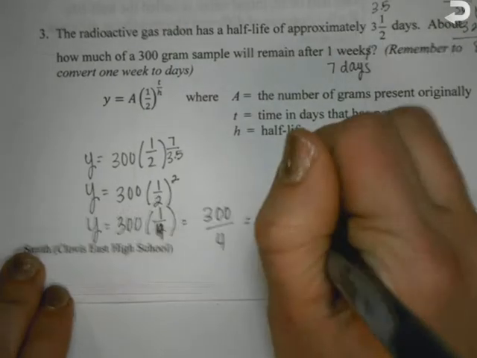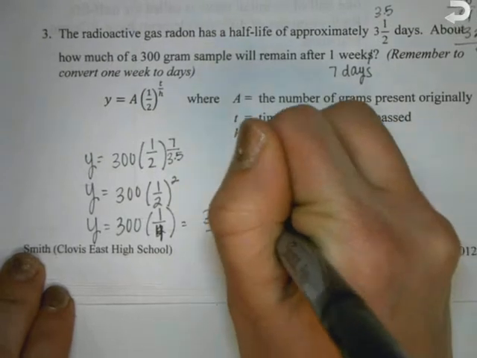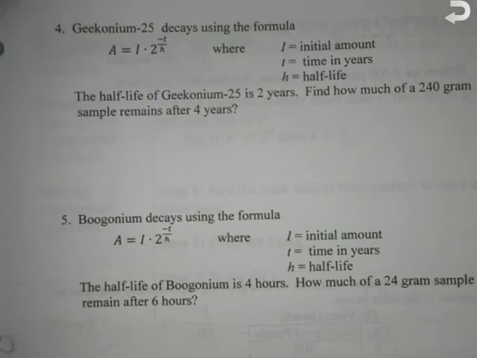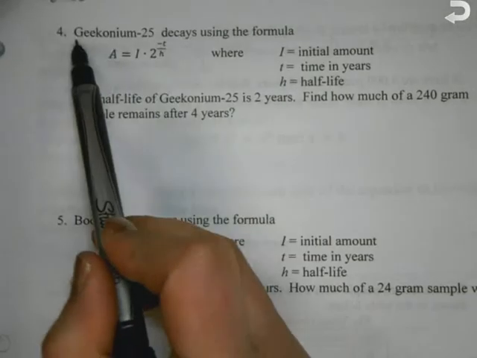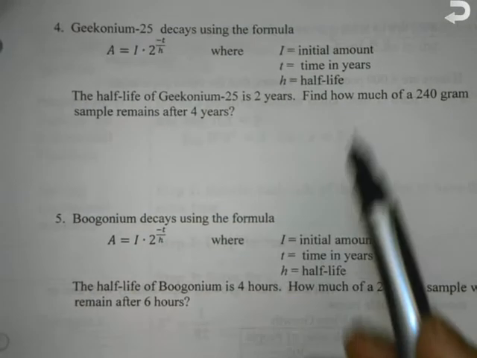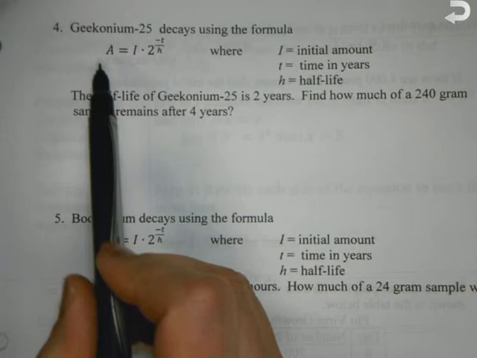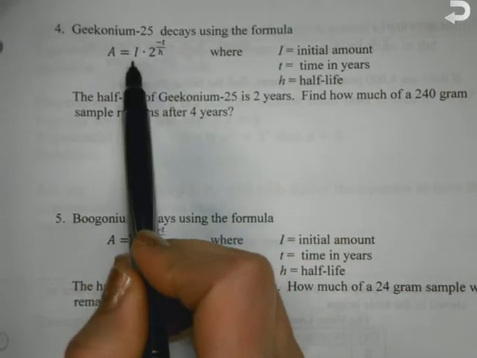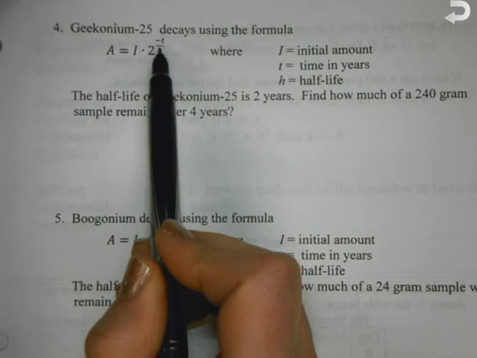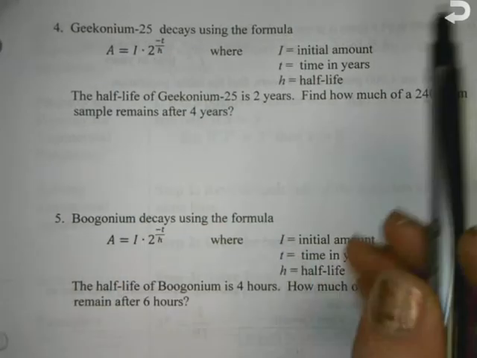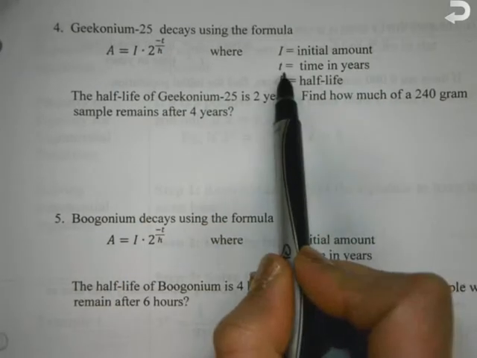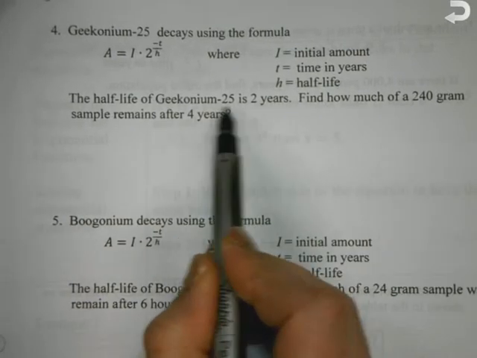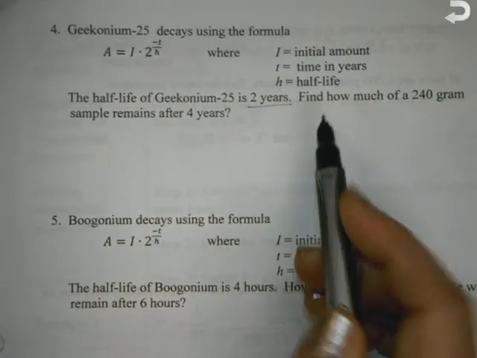Okay, guys, these ions are ones that we made up. So geekonium-25 decays using the formula A equals I times 2 to the negative T over H. I is the initial amount, T is time in years, H is half-life. Half-life of geekonium-25 is 2 years. Find out how much of a 240-gram sample remains after 4 years. So the formula is a little bit different. The idea is exactly the same. So we're going to plug it in.